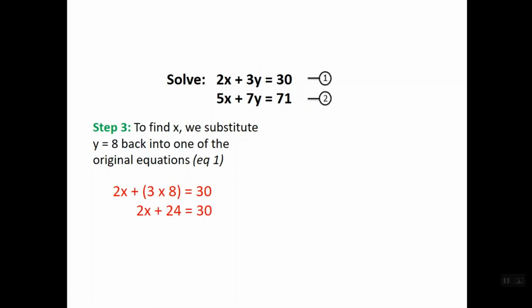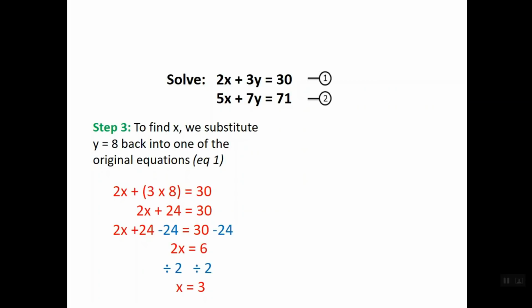My next step now is to evaluate 3 times 8, that gives me 24. So now I have 2x plus 24 is equal to 30. And now I'm trying to solve for my unknown, which is x. So I first subtract 24 from both sides of the equation. So now I have 2x plus 24 minus 24, that will give me 0. So I'm just left with 2x on my left and 30 minus 24, that gives me 6 on my right. So I divide both sides of the equation by 2 to solve for my unknown, which is x. So my x is equal to 3.